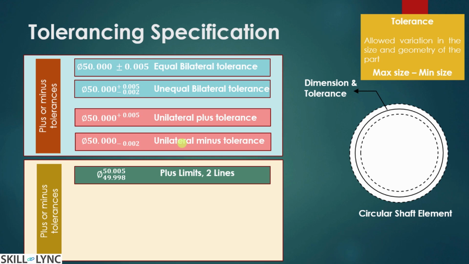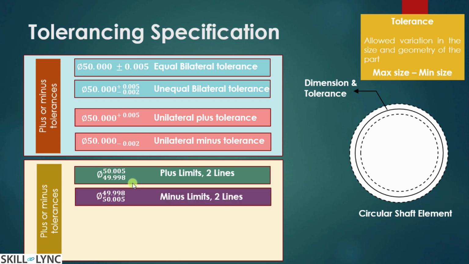Moving on, the plus or minus tolerances can also be specified by limits. It means that you define the hard bounded variation with two specifications. That is called two lines plus limit tolerance. You directly denote the upper bound and the lower bound. Here the same unequal bilateral tolerance represented in the plus limits way means that the upper side is 50 mm with 5 microns, and the lower side is 49.998, that is 2 microns for the lower side. So here you define the hard limits.